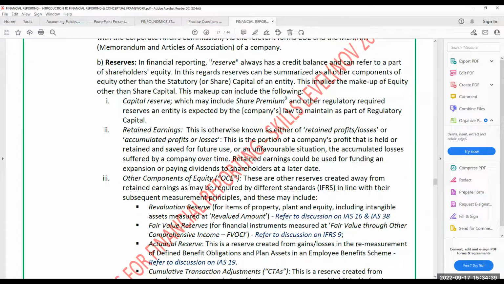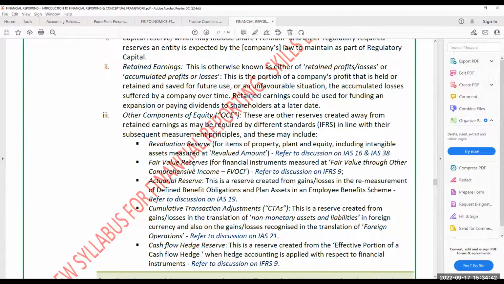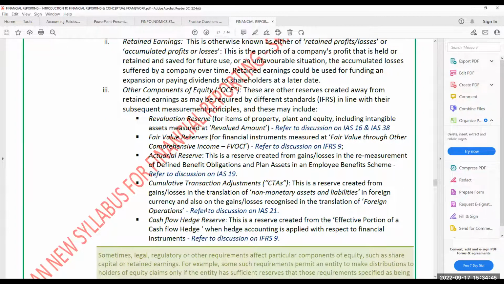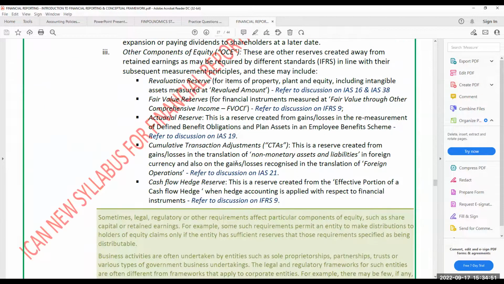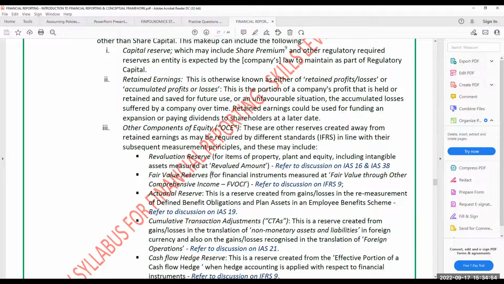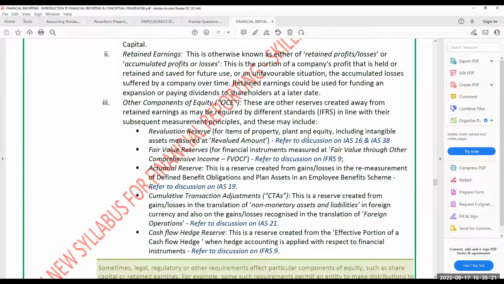Now, we said other component of equity. We can have things like valuation reserve, fair value reserve, actuarial reserve, cumulative translation reserve, cash flow hedge reserve, etc. Another reserve that can come here is the reserve attributed to convertible bonds. And again, the name you call it must be defined and explained. One of those such names is that you call it equity component of convertible bond reserve. Do you understand? No matter the name you call it, you must explain what it is, in similar vein to what I've explained here.